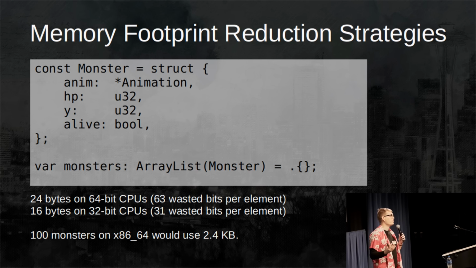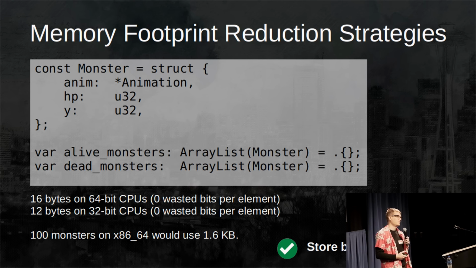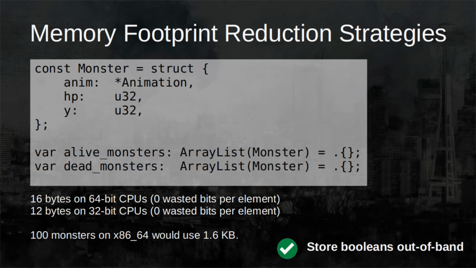So this is where I was thinking, what can we do? I need to know if the monster's alive. I can't just delete that field because I have to know what the answer is, right? So the trick is you can store that information somewhere else. By having 2 arrays instead of 1, you have all the alive monsters in one array, all the dead monsters in another array. Now that Boolean, according to information theory, it's still there. It's which array is it in, right? But according to your memory footprint, it's gone.